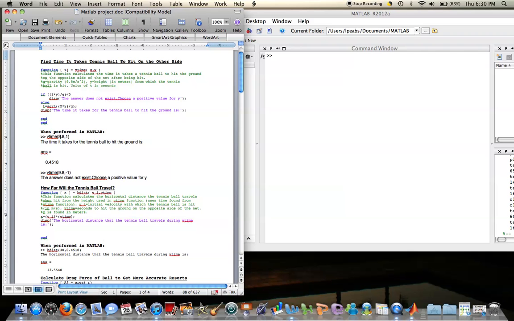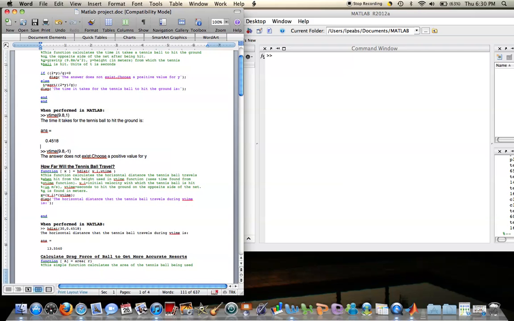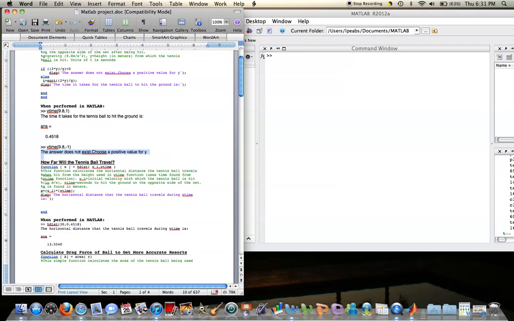You open up the function by typing in vTime, and then you put in g, which is 9.8 always, and then you put in the height from which you're hitting the tennis ball, which varies. I put in 1 meter because that's about 36, 37 inches, which is pretty typical. And here it calculated it. The time it took is 0.4518 seconds. Just to demonstrate, I put a -1 for a height, and it came out saying the answer does not exist because y is a negative value, so you have to choose a positive value for y.